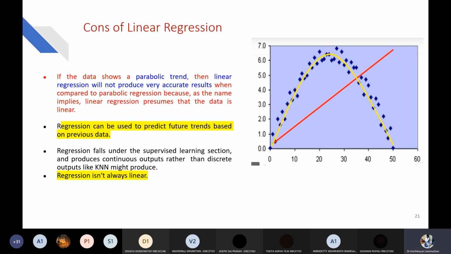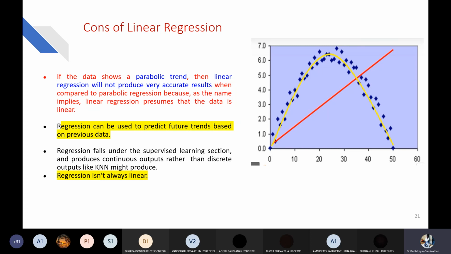Cons of linear regression: regression can be used to predict future trends based on previous data. Suppose there is any misplaced data or missing values in the past data, then the entire prediction will go wrong. That is one of the disadvantages. If the data shows a parabolic trend, then linear regression will not produce accurate results compared to parabolic regression, because as the name implies, linear regression presumes that the data is linear.